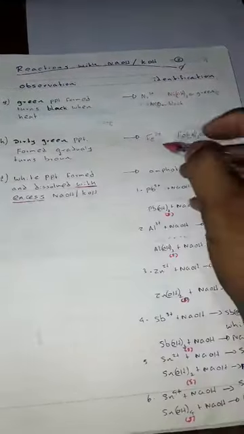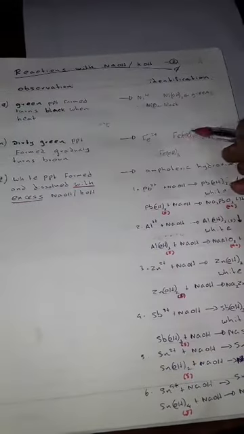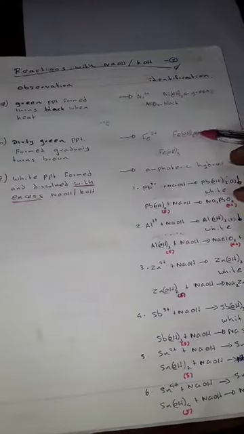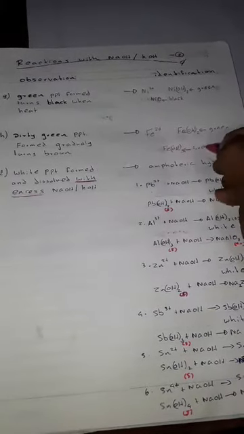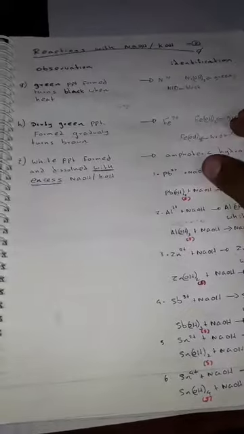And the green precipitate gradually turns brown. How does it turn brown? The green Fe(OH)2 precipitate is oxidized to Fe(OH)3. That is why it turns brown. And this one is very, very important.